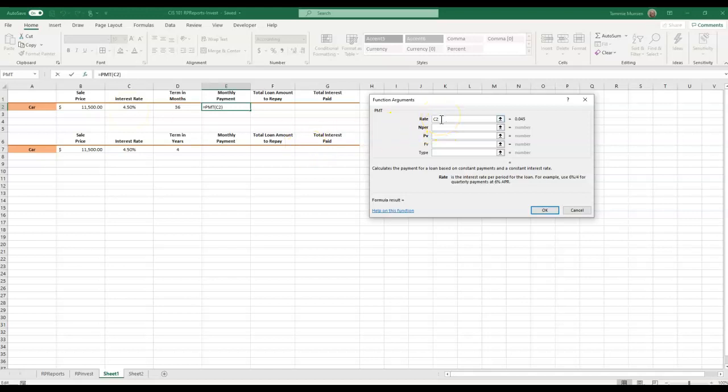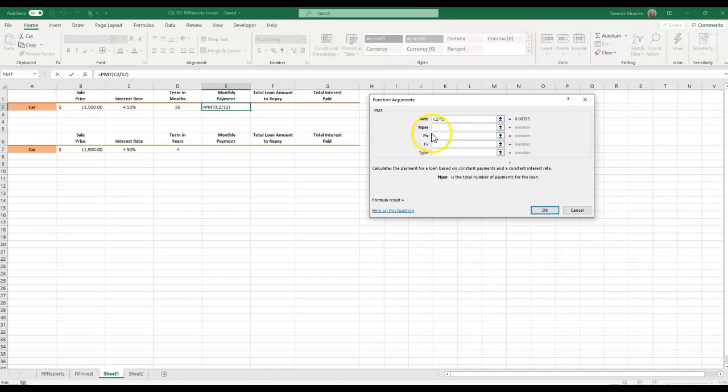But what I need to do is divide that interest rate by 12 because I'm making monthly payments. Now you can see down here, if you were making quarterly payments, you would divide it by 4. If you were making biannual payments, you would divide it by 2. This is probably one of the biggest mistakes that people make when they're working with the payment function: they don't divide it by 12, or they don't divide it by the period for the loan.